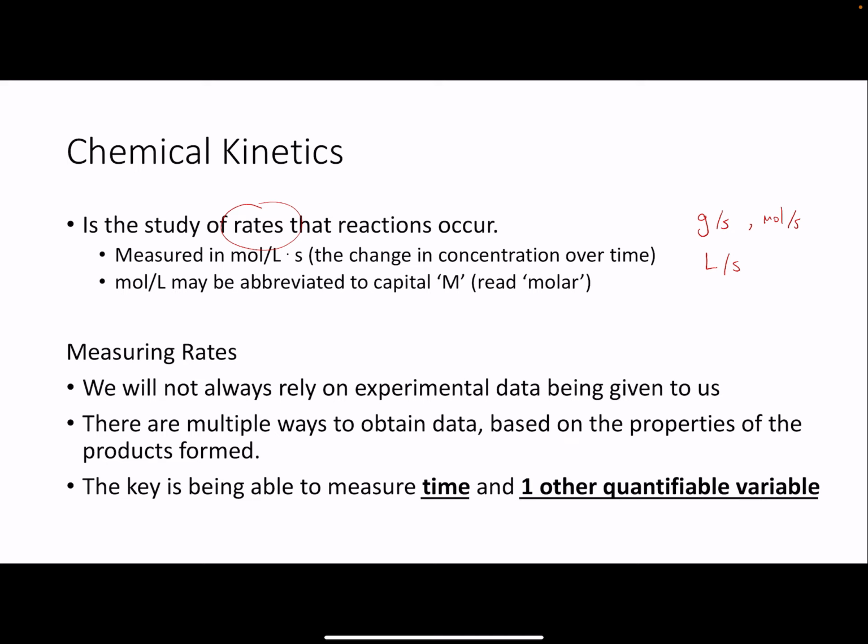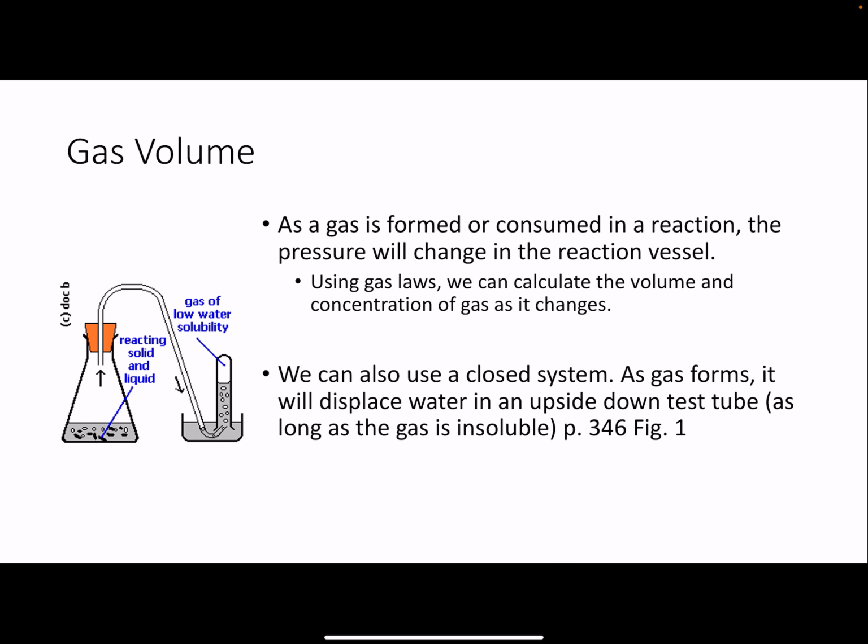So to measure rates, we can't always rely on the data being given to us. We will have to obtain that data sometimes. And when we do, there are two key factors we aim for: time and one other variable, which we'll go through here a few of how to discuss or determine. So first, if a gas is either consumed or produced in a reaction, right, we can use gas displacement.